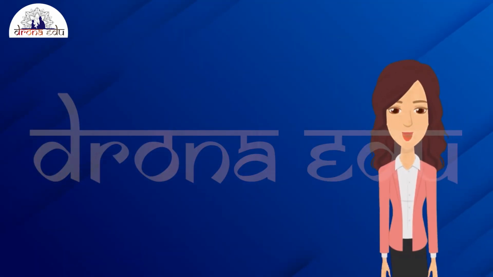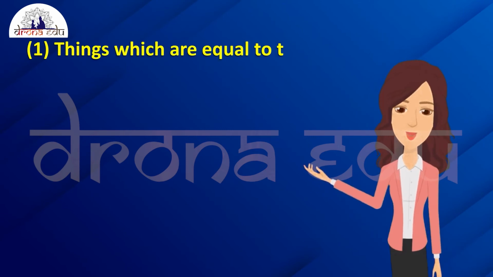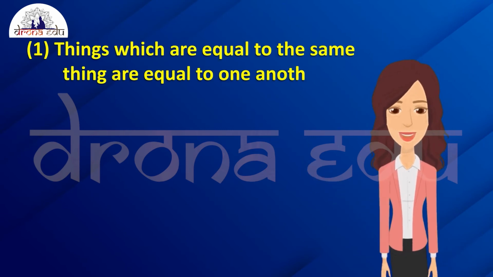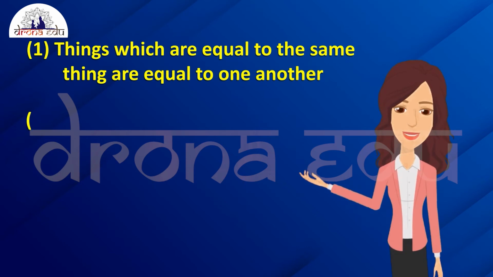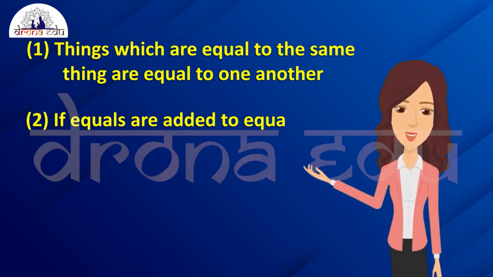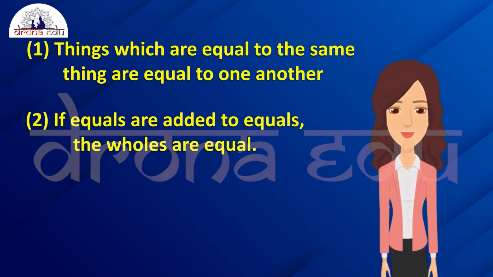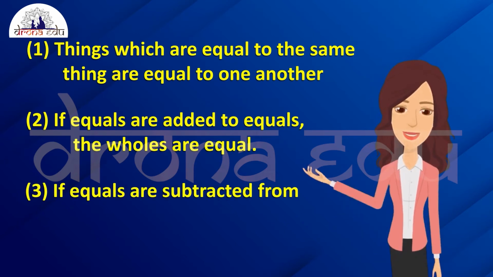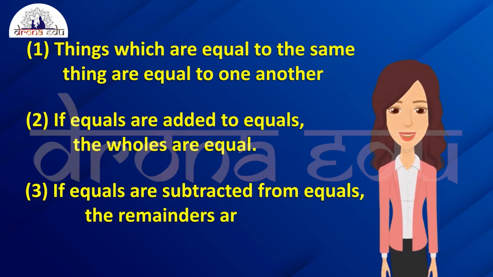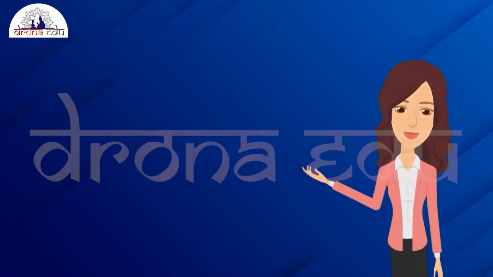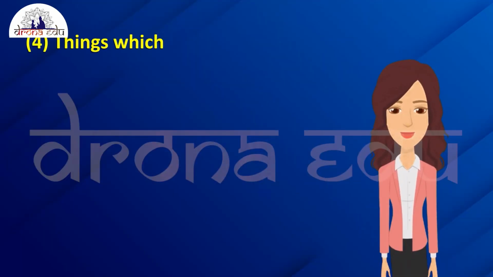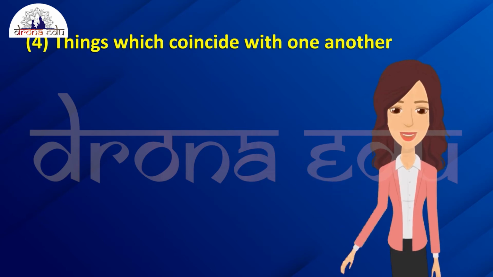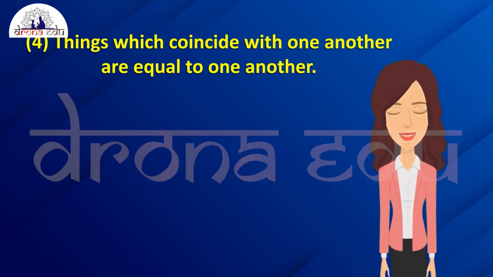The first one is, things which are equal to the same thing are equal to one another. The second one is, if equals are added to equals, the wholes are equal. The third one is, if equals are subtracted from equals, the remainders are equal. And the fourth one is, things which coincide with one another are equal to one another.